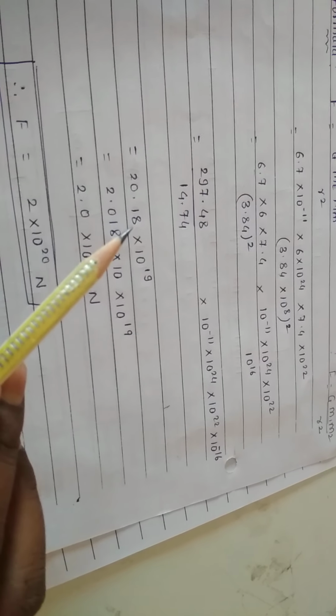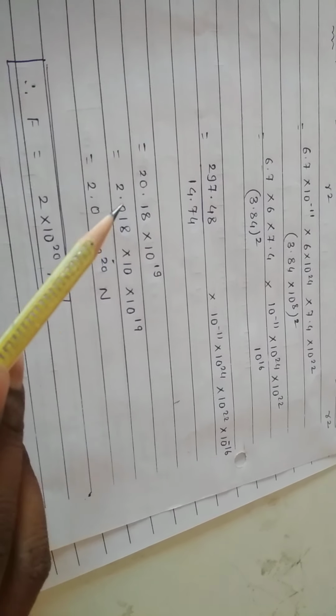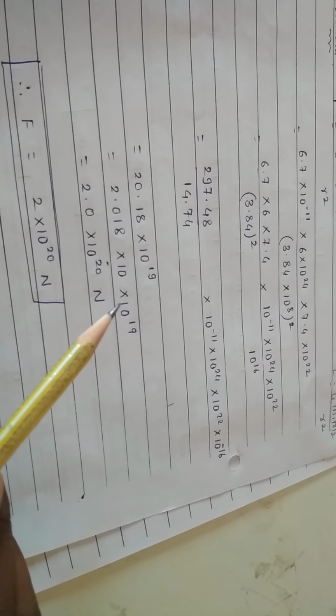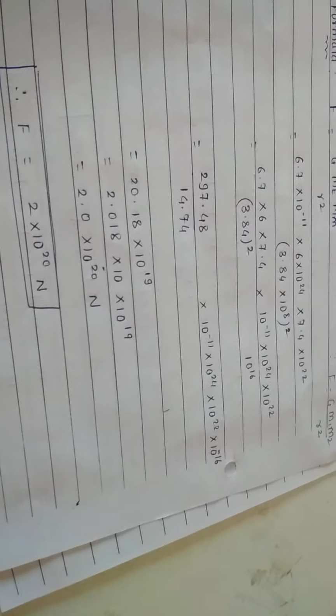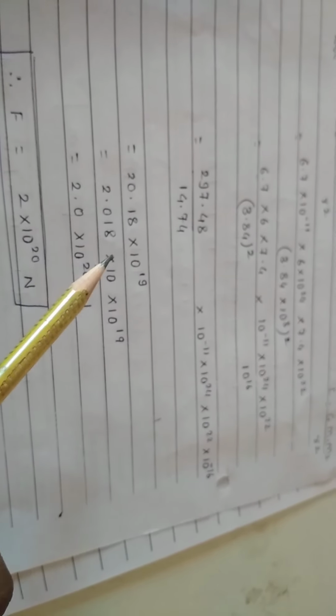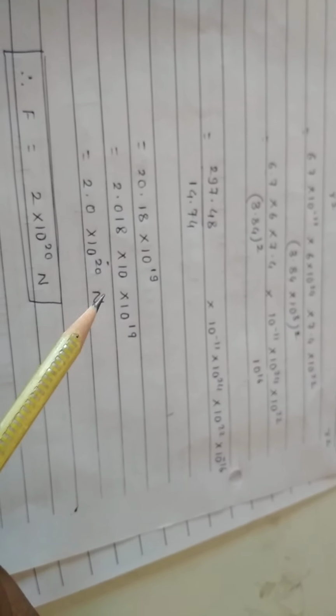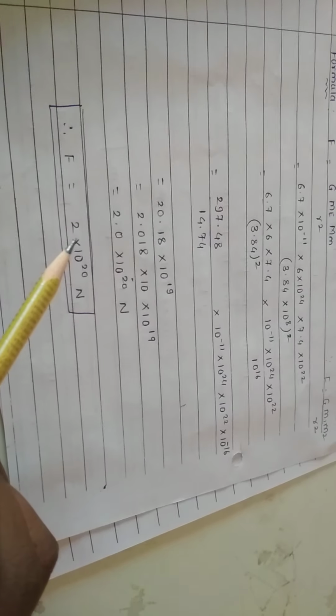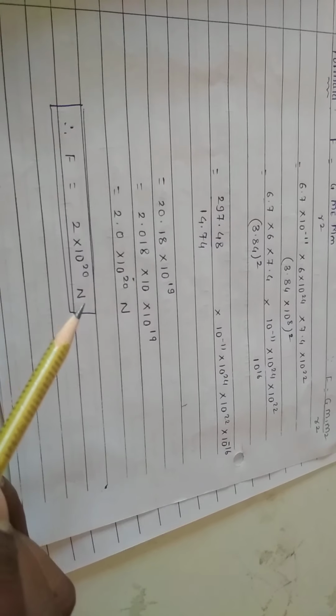So therefore 20.18 into 10 raised to 19. If we put the decimal point after 2, therefore 2.018 into 10 into 10 raised to 19. Therefore the answer is 2.0 into 10 raised to, this 10 and this 19, 10 raised to 20 N. Therefore the force of attraction between the Earth and the Moon is 2 into 10 raised to 20 Newton.